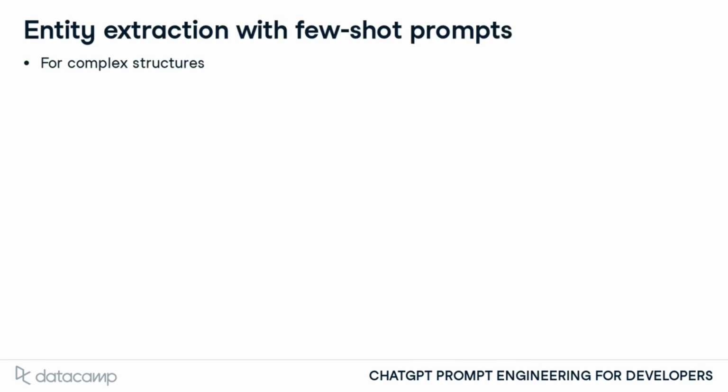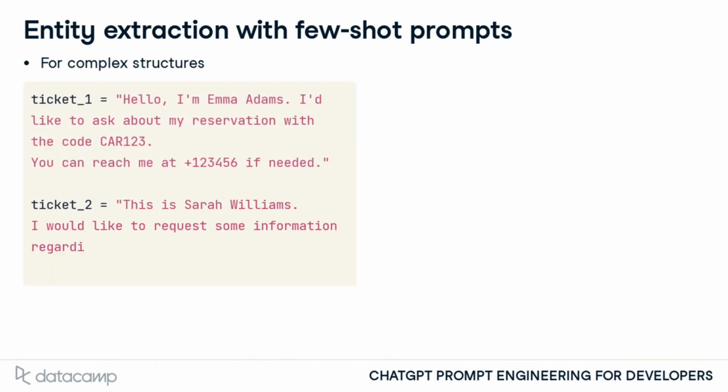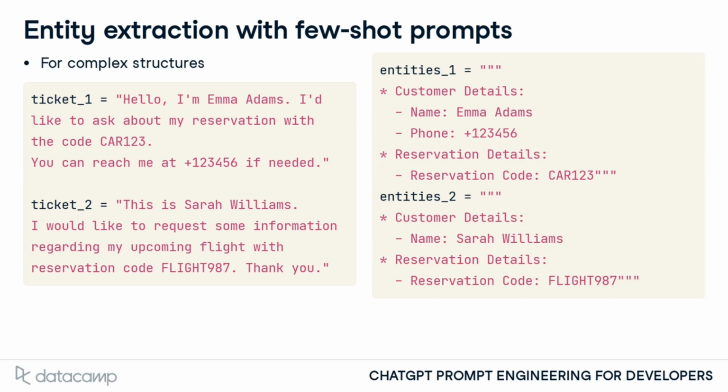When entities and their structure are too complex to explain, we can use a few-shot prompt. Suppose we have 2 support ticket examples from 2 customers using a travel booking application and their extracted entities. The structure is complex, with parent entities like customer and reservation details, and sub-entities that vary depending on the information found in the corresponding ticket. For instance, entities 1 has phone, but entities 2 does not.